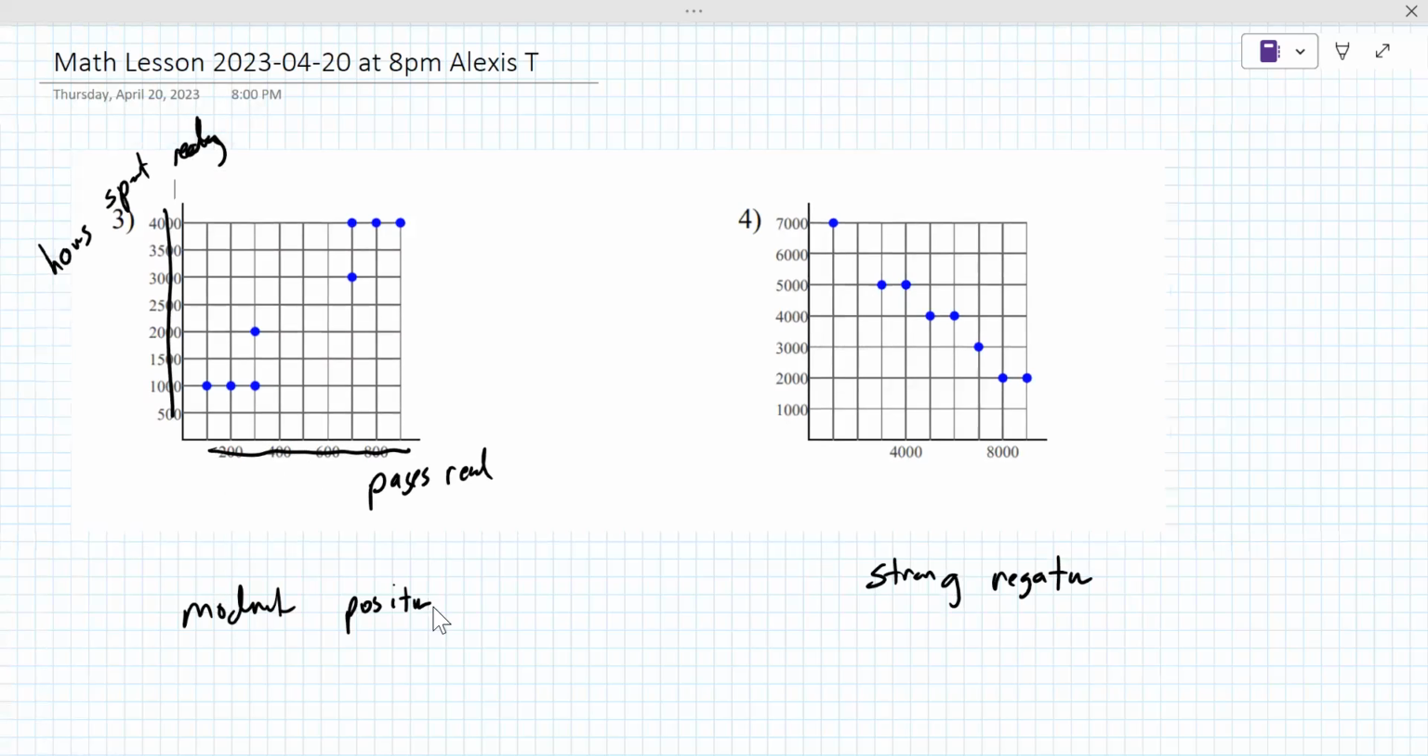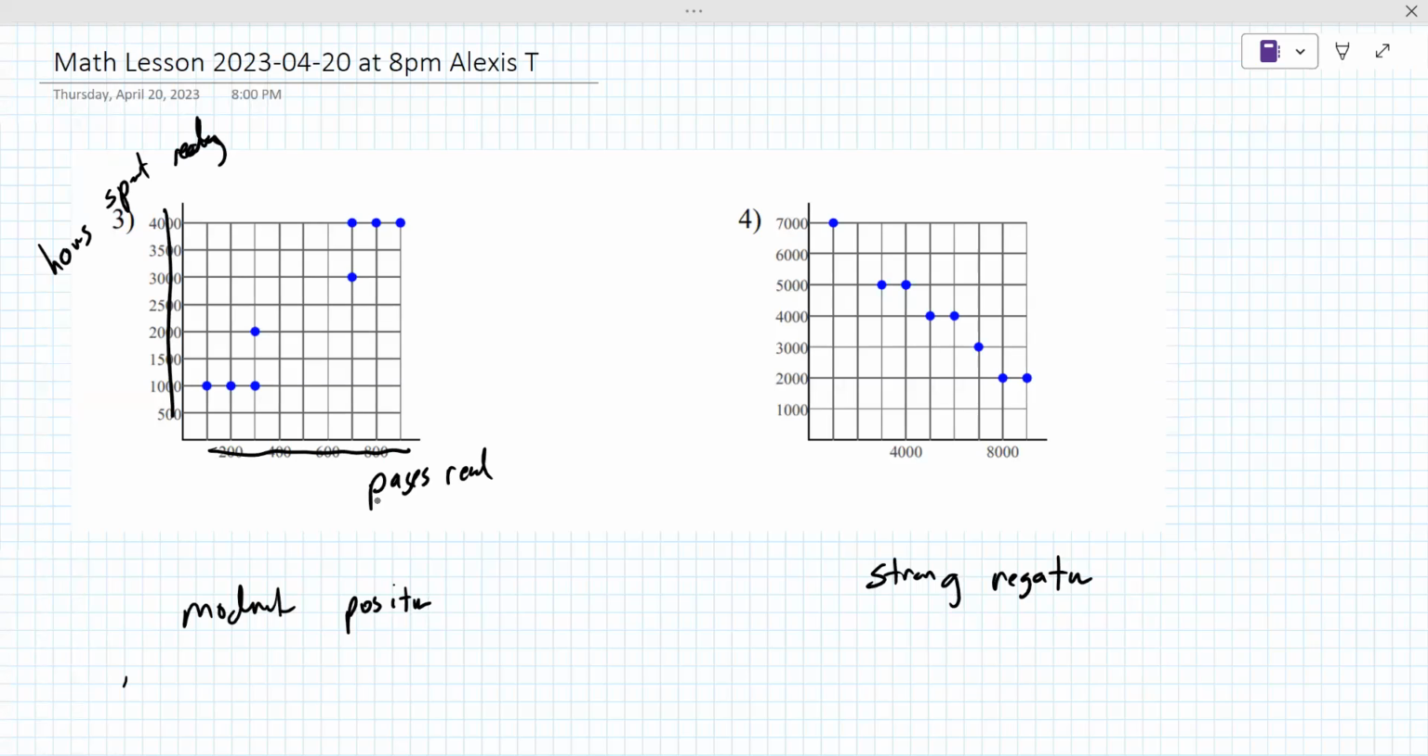How would you interpret this information? And there's certain language they're looking for. What I would say, which probably isn't correct, would be like the more pages you read, the more hours are spent reading them. Okay, good.